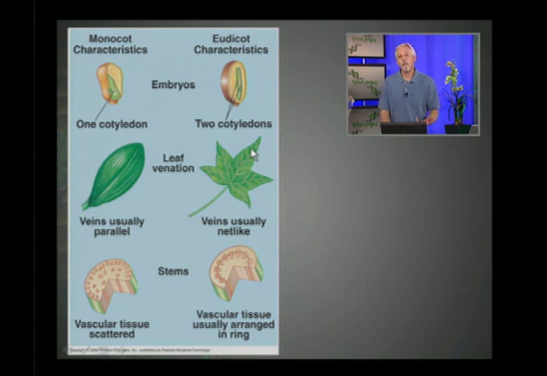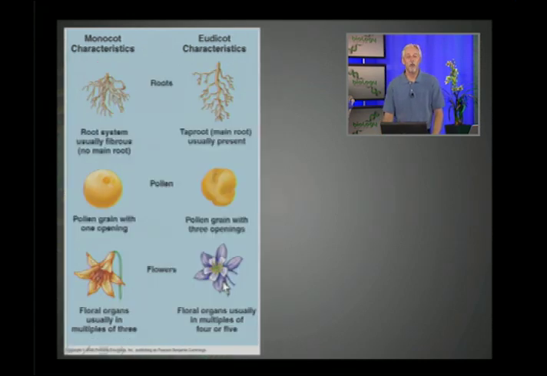Now, we can't always look at the seed, so there are some indirect ways to try to determine whether you're looking at a plant that's a monocot or a dicot. So again, the seed would be one place to look. Also, you can look at the leaves. Monocots tend to have parallel veins in the leaves, whereas dicots tend to have a netted type of venation. If you look at the stem in cross-section, the monocots will have the vascular tissue scattered in the stem, whereas if it's an herbaceous stem, the dicots will have the vascular tissues arranged around the periphery of the stem.